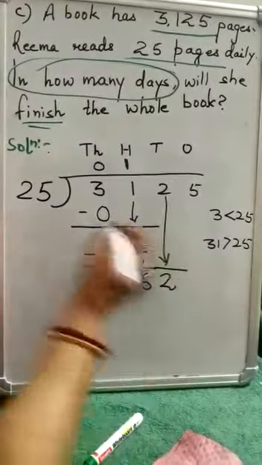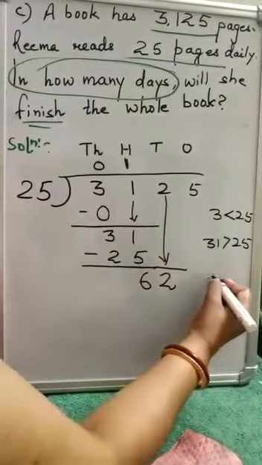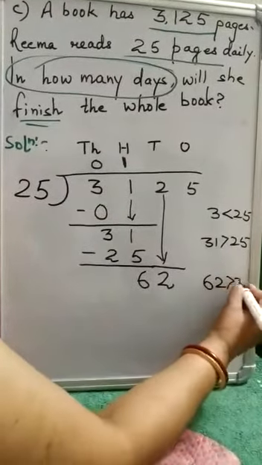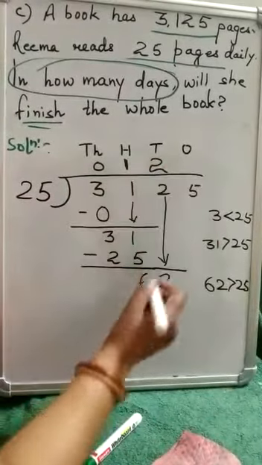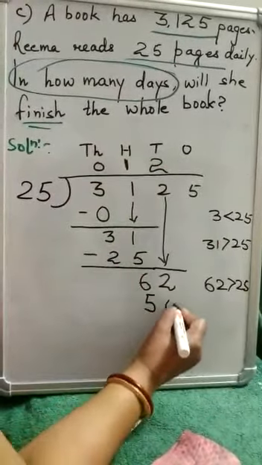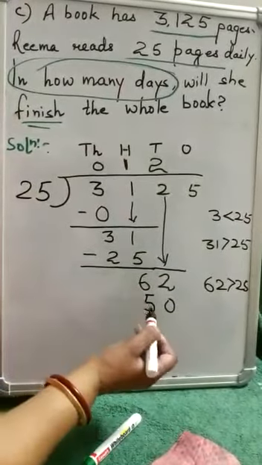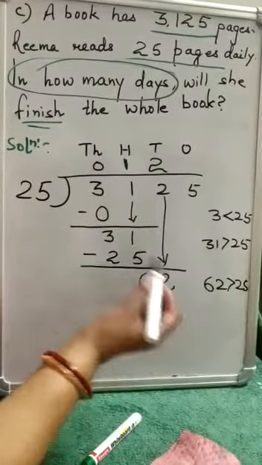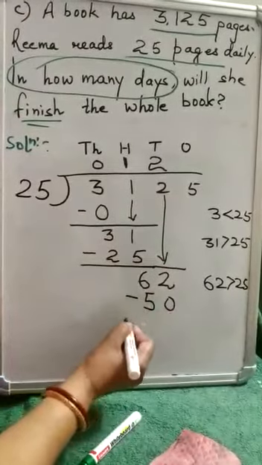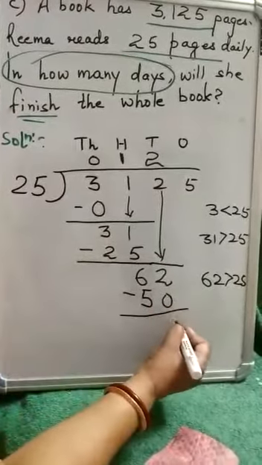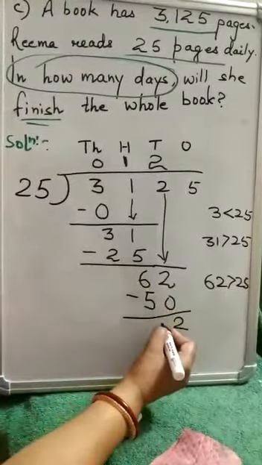Here 62 tens will be divided by 25, but 62 is more than 25. So I will start the table. 2 times 25 is 50, and 3 times 25 is 75. It is not applicable because 75 is more than 62. So here 2 times 25 is 50. It is applicable. We can do subtraction. 2 minus 0 is 2. 6 minus 5 is 1.